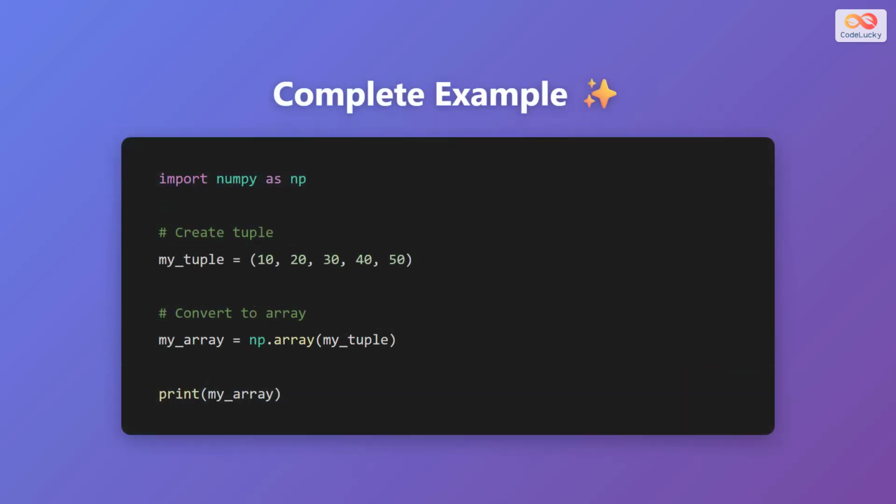Let's see a complete example in action. We start by importing numpy as np, then we create a tuple with the comment create tuple. Our tuple contains the values 10, 20, 30, 40, and 50. Next, we convert it to an array with the comment convert to array. We use np.array and pass my_tuple as the argument. Finally, we print the array using the print function. This will display our newly created NumPy array.